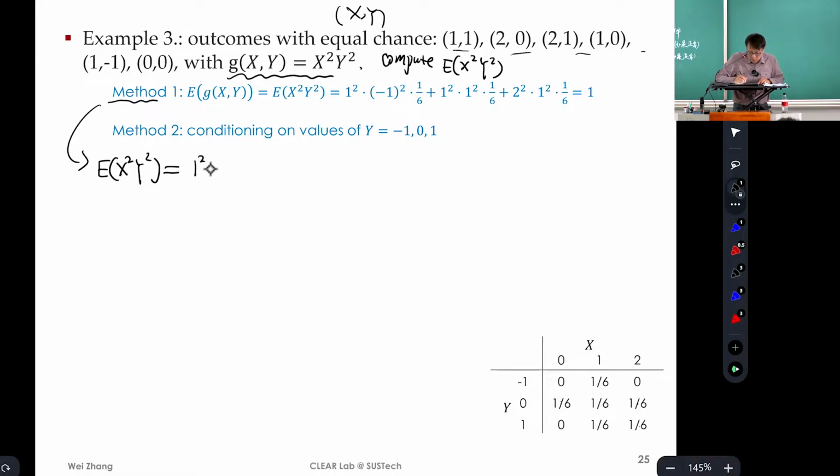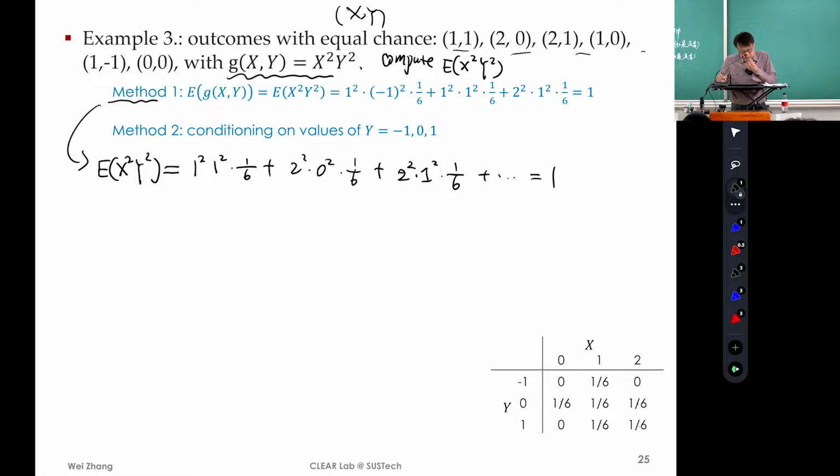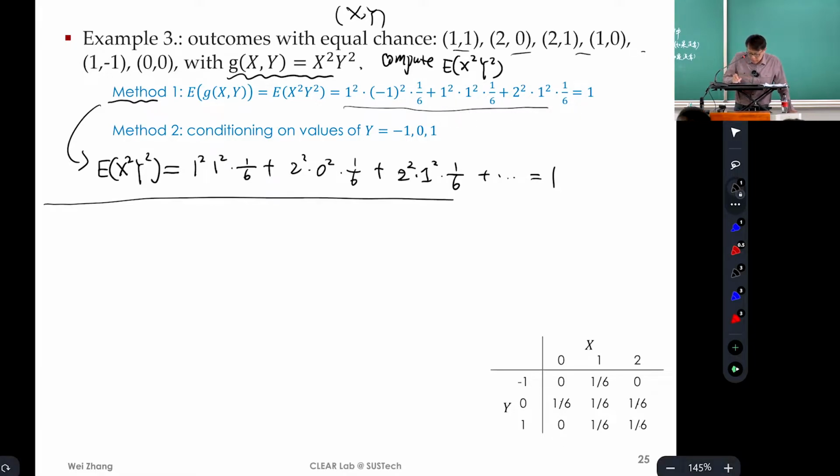So it's 1 squared times 1/6. This one is 2 squared times 0 squared times 1/6, right? It's x squared, y squared. And the third one is 2 squared times 1 squared times 1/6, equal to 1 eventually. It's not the probability, but it turns out the expectation equals 1 if you write it down. The only non-zero terms, I've already listed them here. That's the first method. Let's look at the second approach, right?